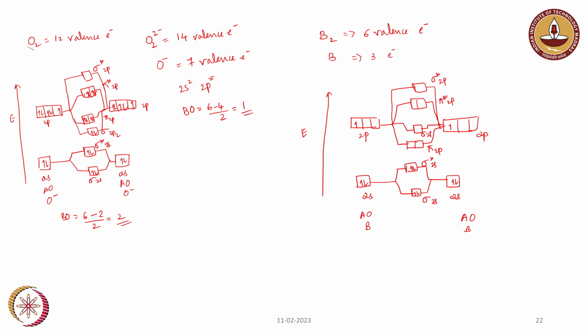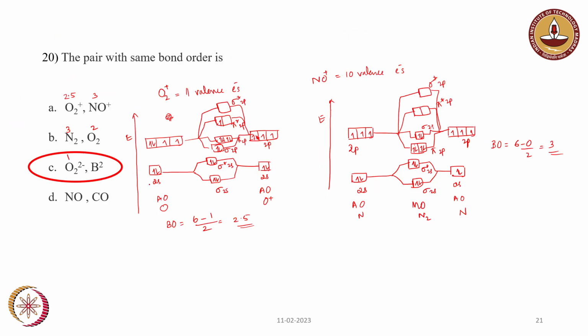So there are only 2 electrons present in the 2p. So 1 electron will be equally distributed in the 2 pi 2p orbitals. So the bond order will be, these two will be cancelled out, and only electrons in pi 2p are present. So it will be 2 by 2. So in B2 it is 1, and next one is NO.